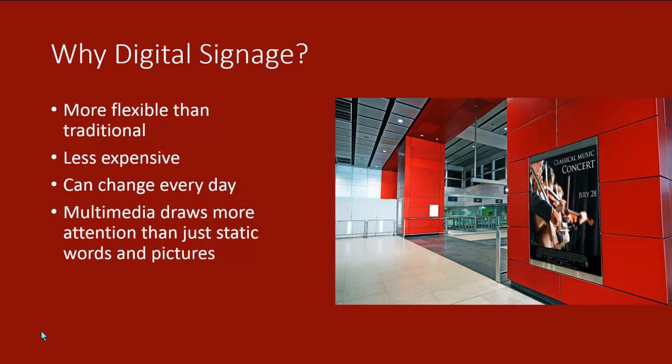Digital signage has become really popular. It's more flexible than traditional signage. It's less expensive because you don't have to reprint everything every time you do it. The ads and information on digital signage can change every day or even every few minutes or even every few seconds. And they can be multimedia, which includes video and audio, which draws a lot more attention than just static words and pictures. So how do you choose your digital signage software?